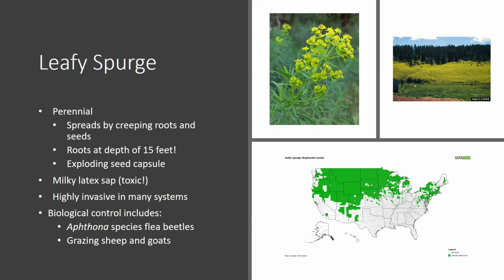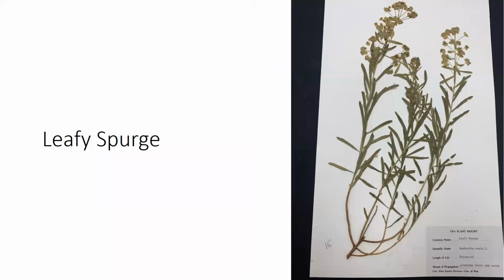There is some biological control to this with some flea beetles and with targeted grazing by sheep and goats. With this, the milky sap is not toxic to sheep and goats, but instead to cattle, just because of the basic digestive system, I guess, of the sheep and goats being different from cattle. Looking at it on a weed mount, we can see that it has these short, thin leaves, and then a cluster of yellow flowers at the top contain all those seeds.